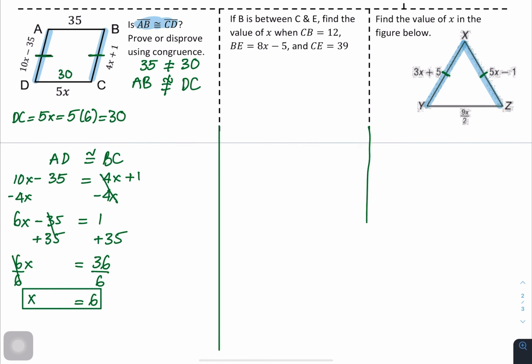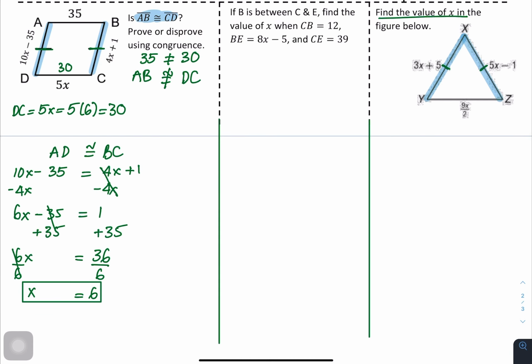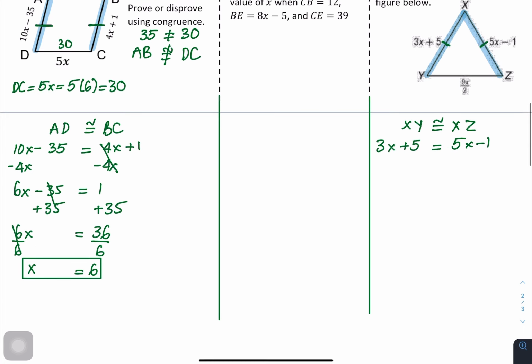Let's move on to the triangle problem. Find the value of x in the figure above. Like we said earlier, based on the label, we know for sure that XY is congruent to XZ. And because of that, the value of XY, which is 3x plus 5, will be equal to the value of XZ, which is 5x minus 1. And now we solve for x.